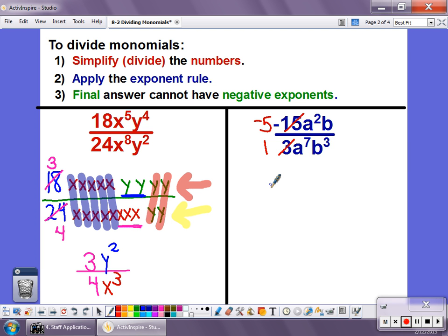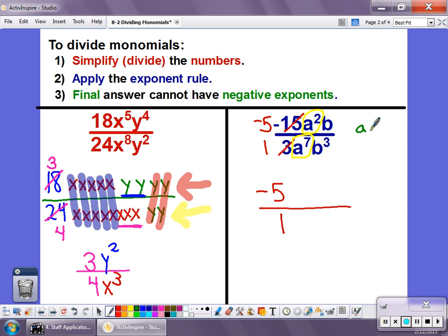if I'm looking at a squared, I'm trying to highlight things for you. If I'm looking at a squared here and a to the 7th, my rule says what I want to do is subtract those exponents. Well, 2 and 7, if I subtract them, that's a difference of 5. Okay? So that means I'm going to have 5 a's left over. What I need to think about is where are those 5 a's?